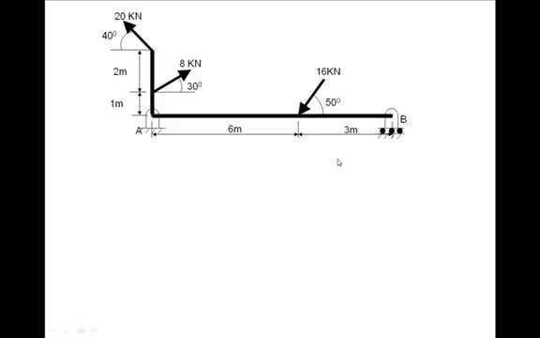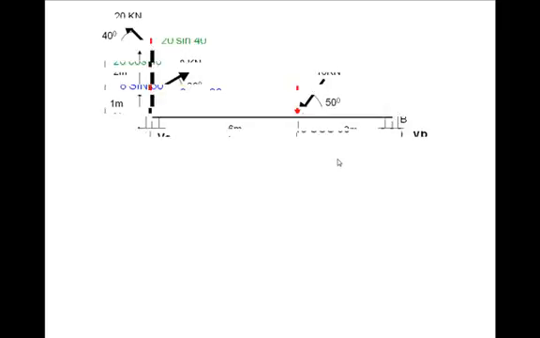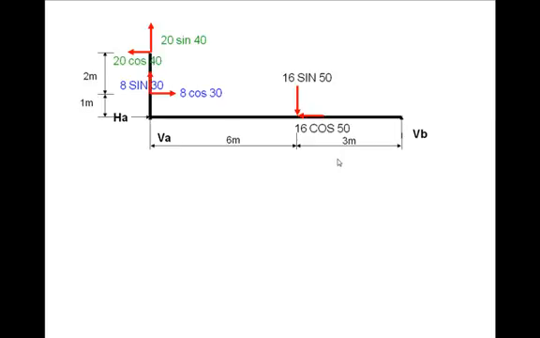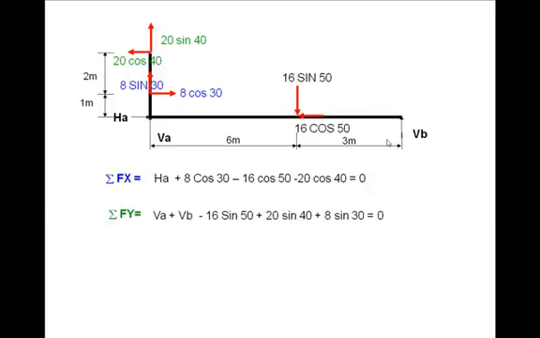This problem, again similar, remove the supports and replace them by appropriate reactions, and inclined loads are converted into horizontal and vertical components. Then all we have done is write sigma Fx, all the forces in the horizontal direction, HA plus 8 cos 30 minus 16 cos 50 minus 20 cos 40. Sigma Fy: VA plus VB plus 20 sin 40 minus 16 sin 50 plus 8 sin 30, equal to 0.